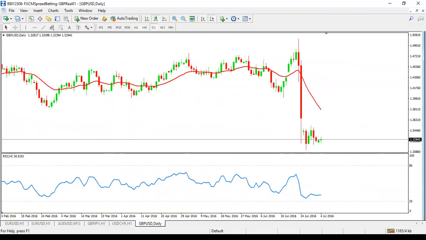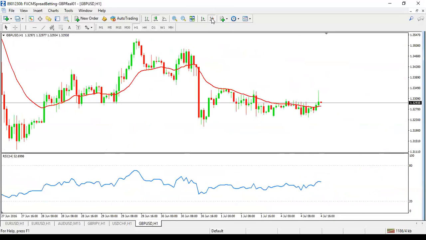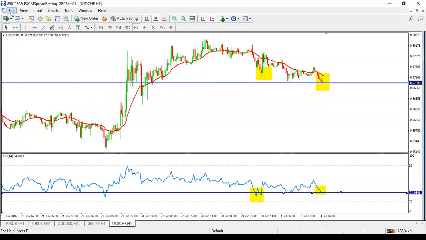Yeah, not interested in that in the slightest. Look on the hourly. Nah, too choppy. Oh, sorry, not in any particular zone. Price action all over the place. I ain't interested in that.